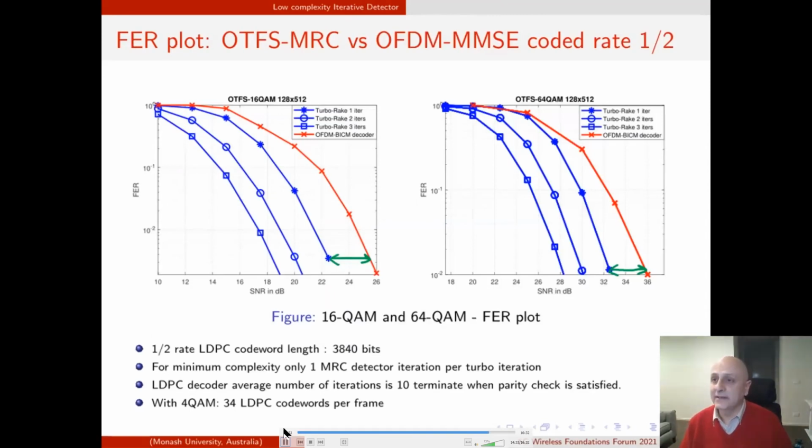And we can see that when a single pass of the decoder is performed, there is a gain of about 4 dB for a 16 QAM and a bit less than 4 dB for a 64 QAM between the OFDM, the red curves, and the OTFS, the blue curves. Additional gains can be obtained by adding turbo iterations.